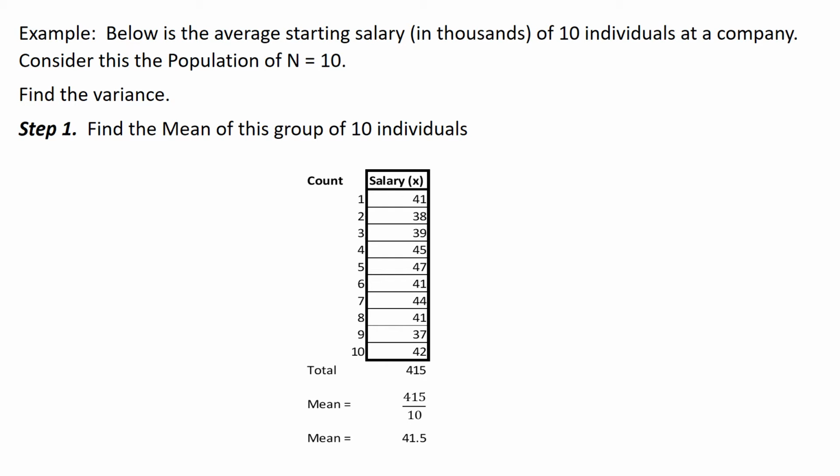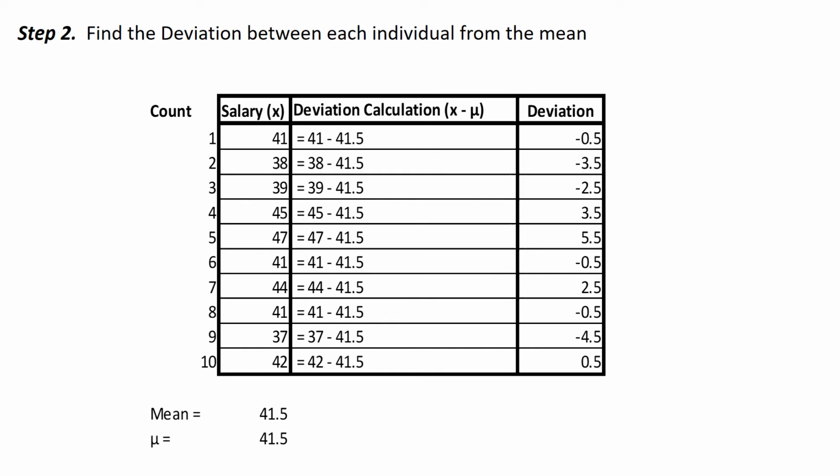Now, here are our salaries, as we talked about before. We found the mean, and we've already done this actually two pages ago. I add the individual salaries, and when I add them all up, I get 415, divided by 10, 41.5. I then find the individual deviation, subtracting the mean from each individual measurement. And there's my deviation on the right, negative 0.5 for the first one, negative 3.5 for the second one.